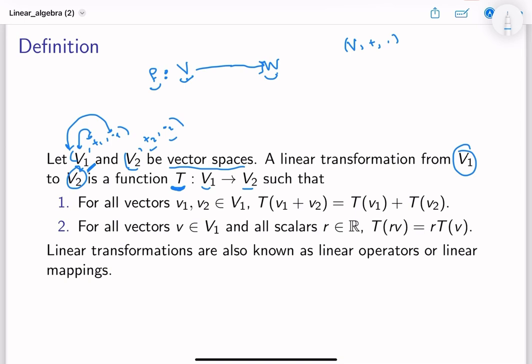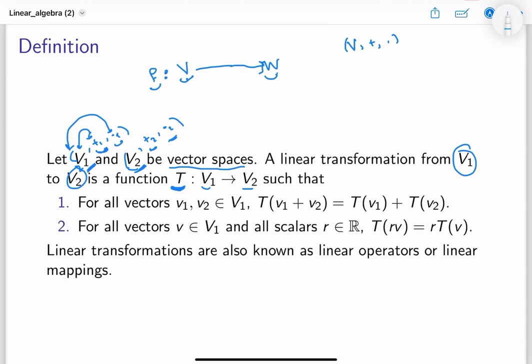For example, V1 can be the set of matrices where the addition and scalar multiplication are defined differently from those of V2, which can be, for example, the real numbers, where addition and scalar multiplication are defined in the trivial way we define them for real numbers, right? So a linear transformation between V1 and V2 is a function between V1 and V2 such that it respects the structure of the vector spaces.